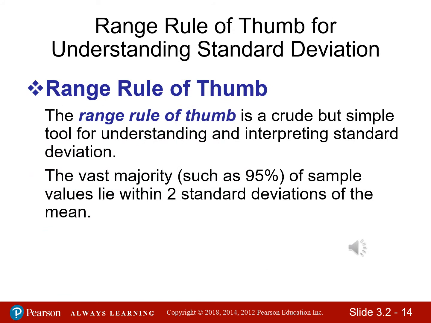The range rule of thumb is a crude but simple tool for understanding and interpreting standard deviation. It is based on the principle that for many data sets, the vast majority of the sample values will lie within 2 standard deviations of the mean. We could improve the accuracy of this rule by taking into account such factors as the size of the sample and the distribution, but for now we'll just sacrifice accuracy for the sake of simplicity.